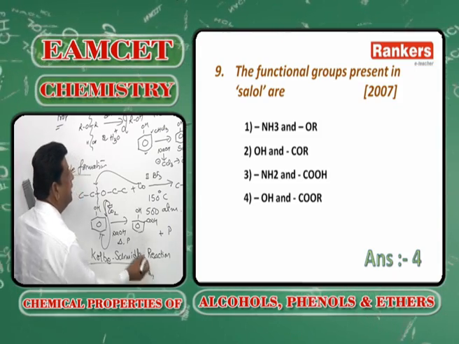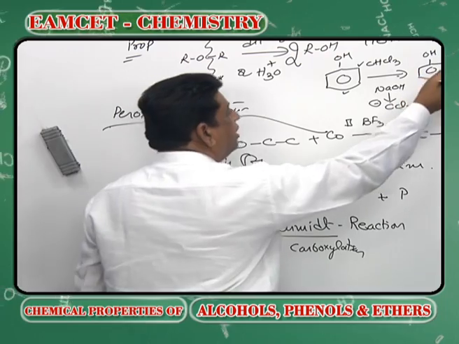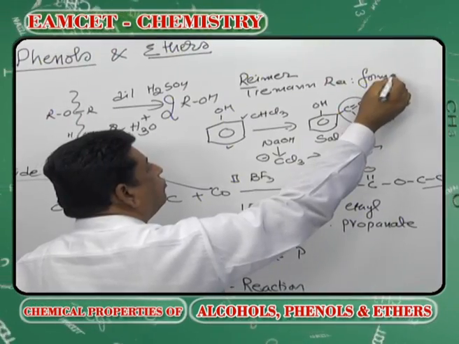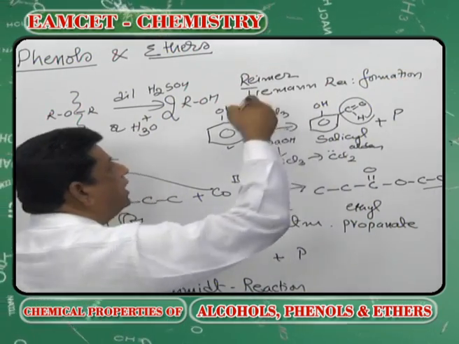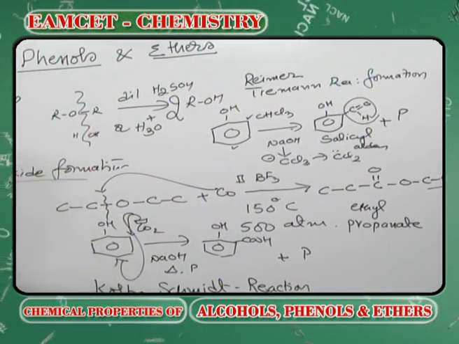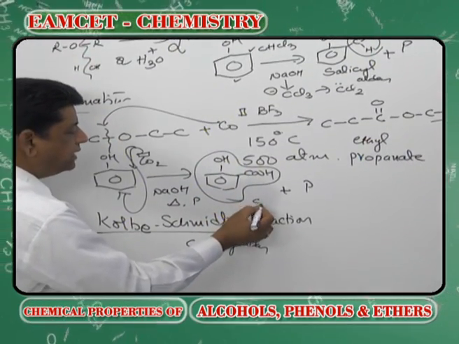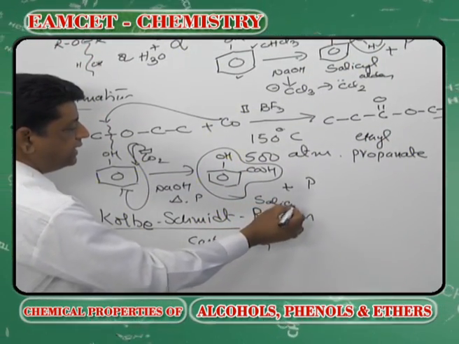What is happening in the Reimer-Tiemann reaction? A formyl group is introduced, therefore it is called formylation. Phenol formylation is known as the Reimer-Tiemann reaction; phenol carboxylation is the Kolbe-Schmidt reaction. Now, this compound is known as what? Commercially very useful, it is known as salicylic acid.